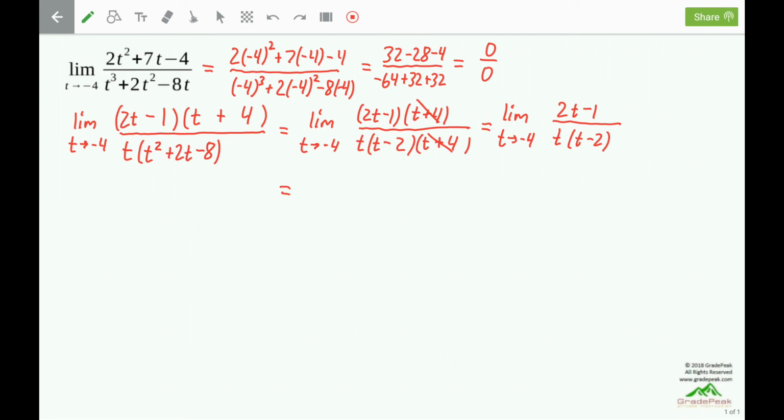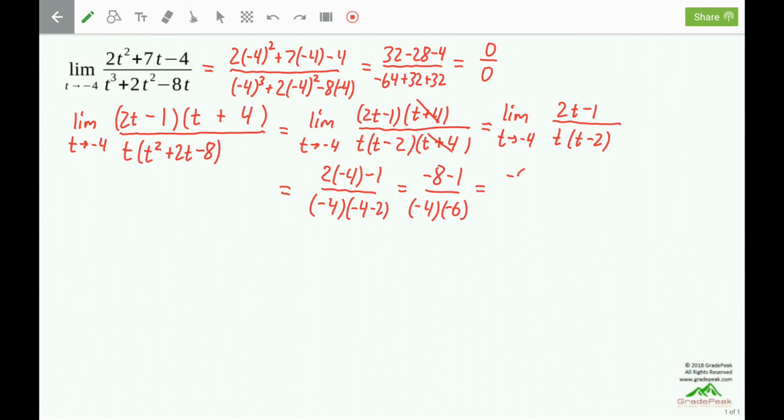We can now retry plugging a negative 4 in for the t's, and we will have 2 times negative 4 minus 1 in the numerator, and negative 4 times negative 4 minus 2 in the denominator. 2 times negative 4 in the numerator is negative 8 minus 1. In the denominator, we will have negative 4 times a negative 6.